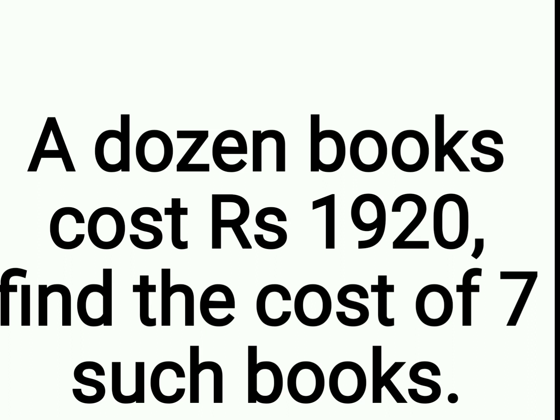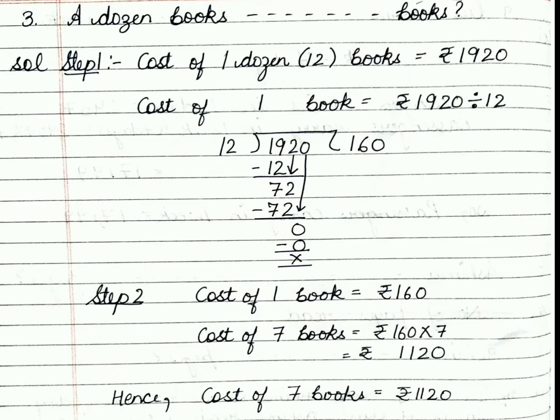Then from 12 you can't find the cost of 7 books. So what you do, after dozen you have to find the cost of 1 book first, and from 1 book you are able to find the cost of 7 books. Clear? So we write, there will be 2 steps, as I told you. Cost of 1 dozen books is equal to rupees 1920. Then cost of 1 book is equal to what? What do you do? Divide it. 1920 you divide by 12. When you divide it, the answer comes 160. Clear? Then cost of 1 book, how much comes? It comes 160. So I have written rupees 160.